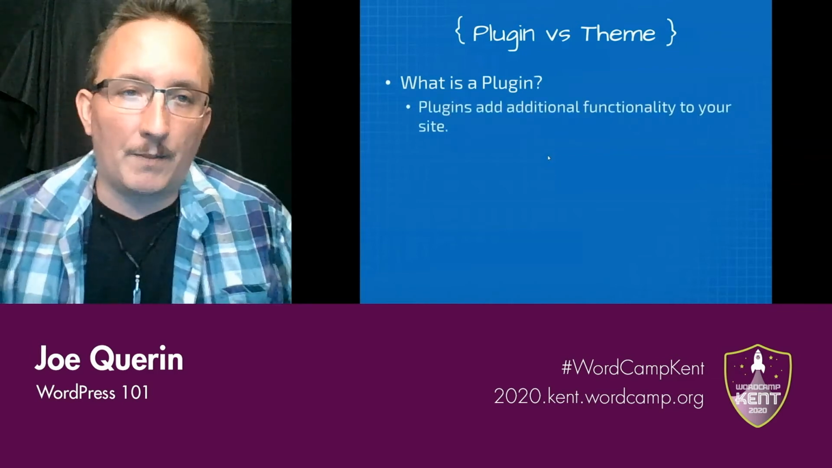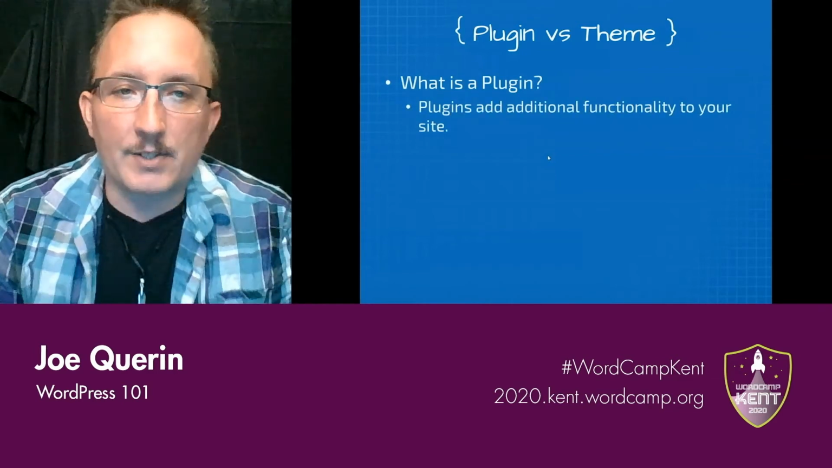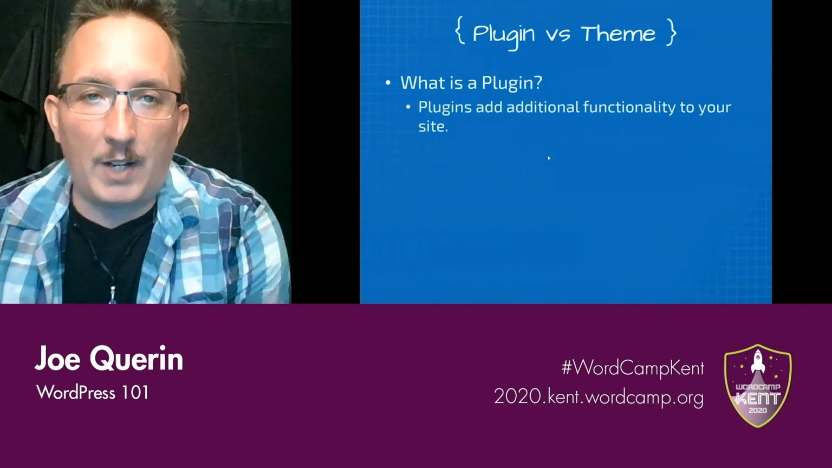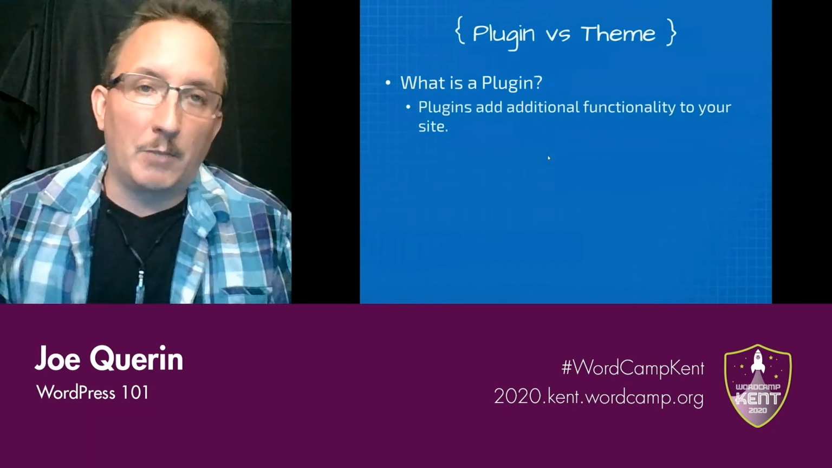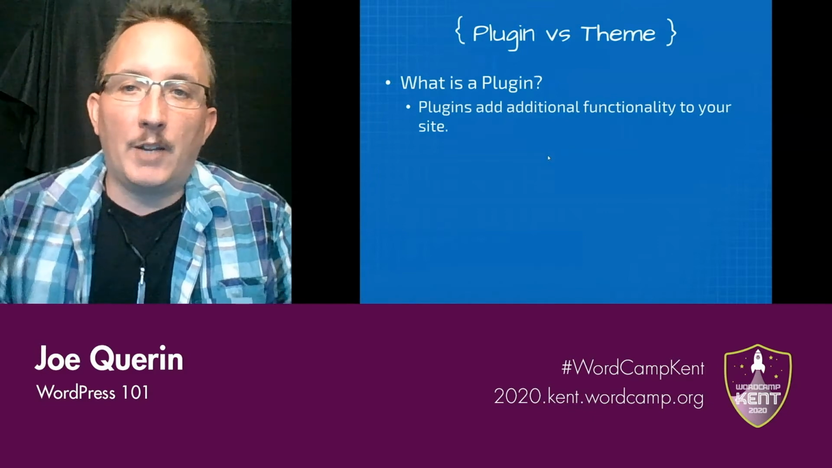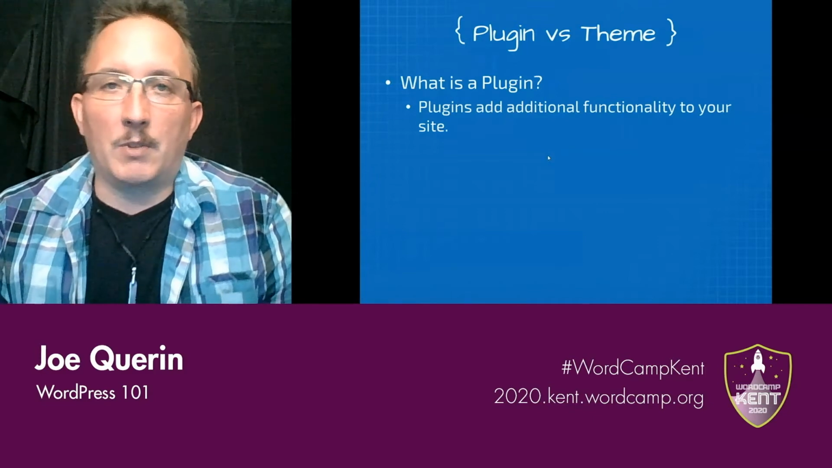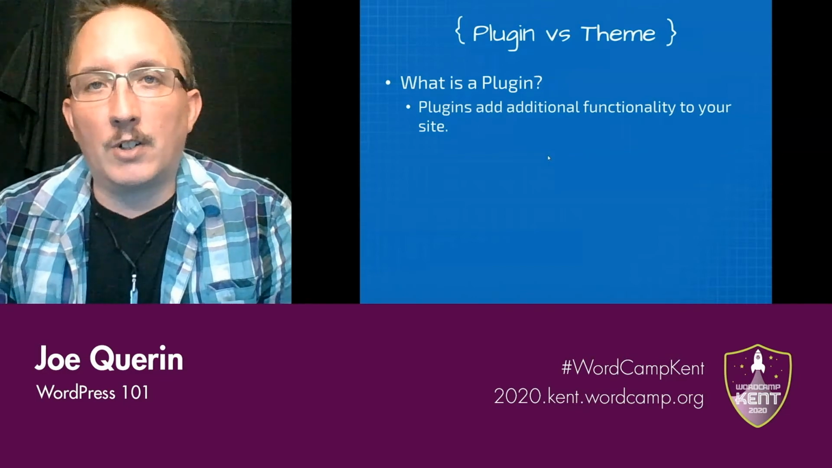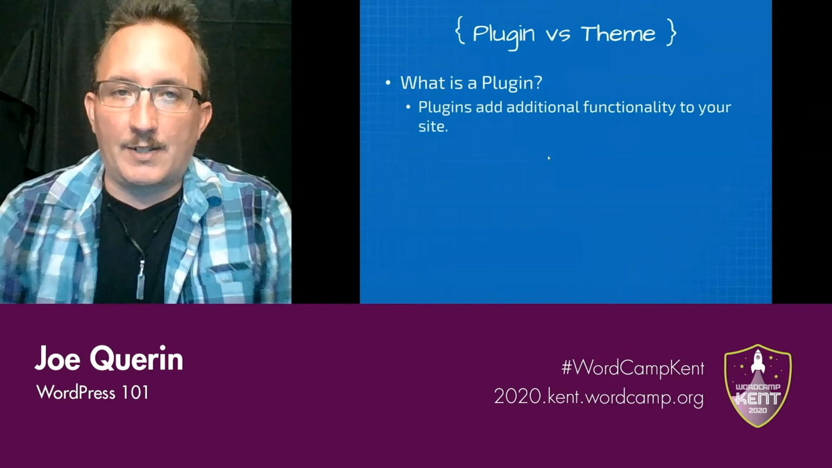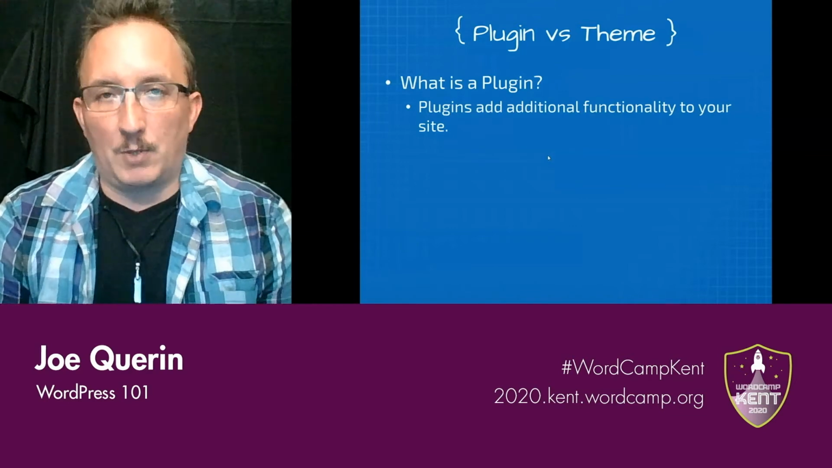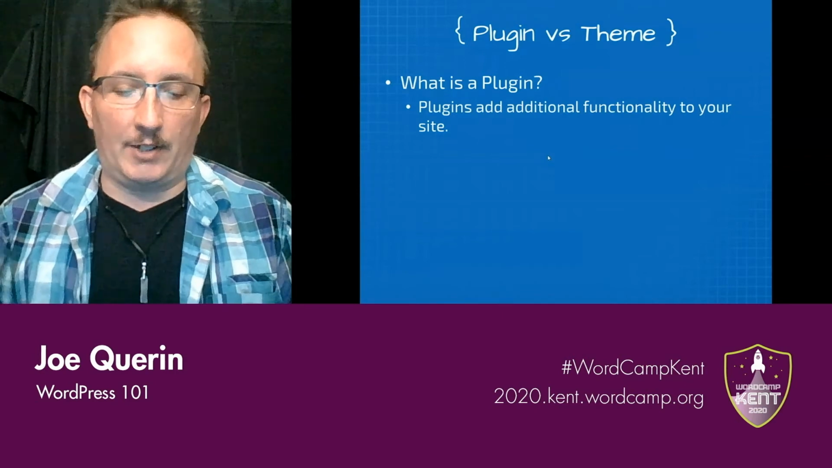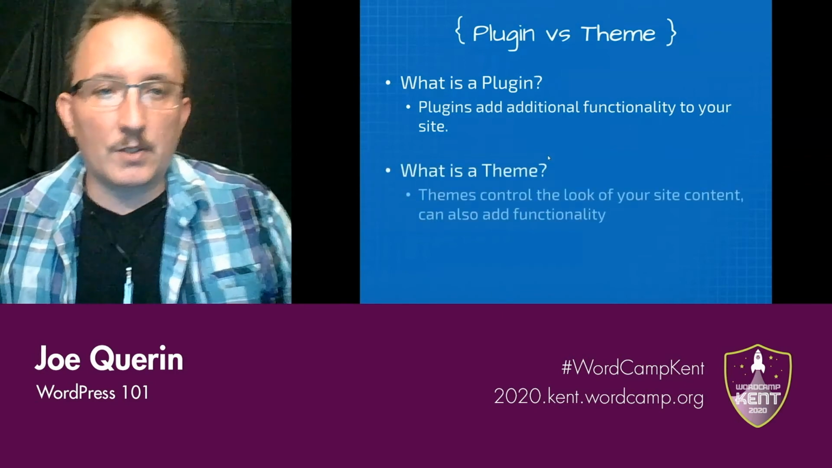So what is a plugin? Well, as I mentioned in the previous session, plugins add additional functionality to your site. So if you want to make your WordPress site into an e-commerce store, you might add an e-commerce plugin like WooCommerce. Or if you want to add a calendar to your site, then you might use a plugin to add a calendar. Or you want to do backups, or you want to do some other functionality in your site that's not already there in your site or from WordPress core, then you need to find a plugin to add that functionality. So what is a theme?